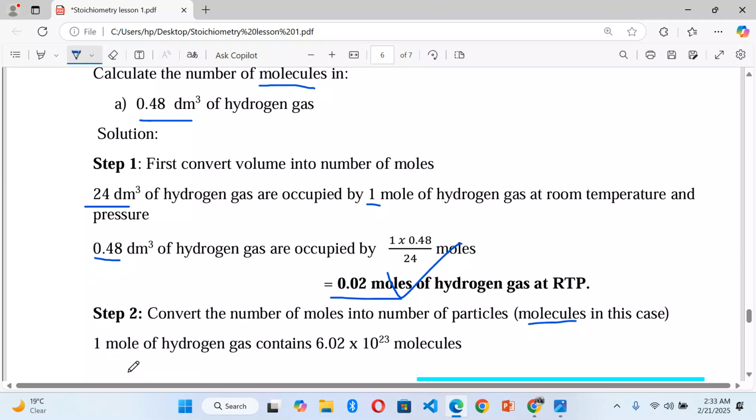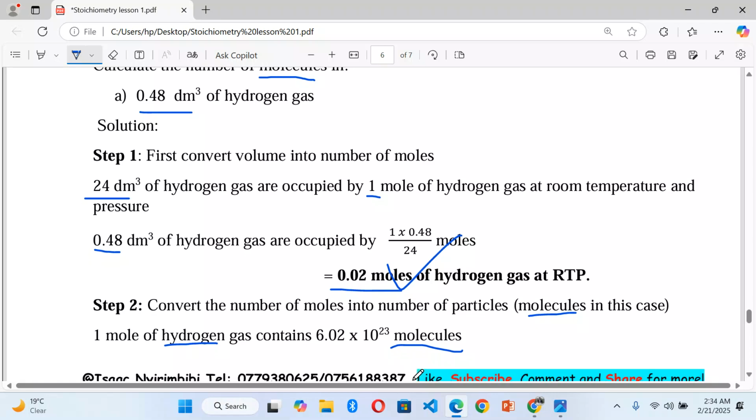Yes. Now, where do we start from? We said that 1 mole of any gas, of any substance, from Avogadro's constant, from Avogadro's number, contains these particles. But for us, we're looking at a substance which is hydrogen, and the particles we're looking at are molecules. So we're saying that 1 mole of hydrogen gas contains 6.02 times 10 to the power 23 molecules.